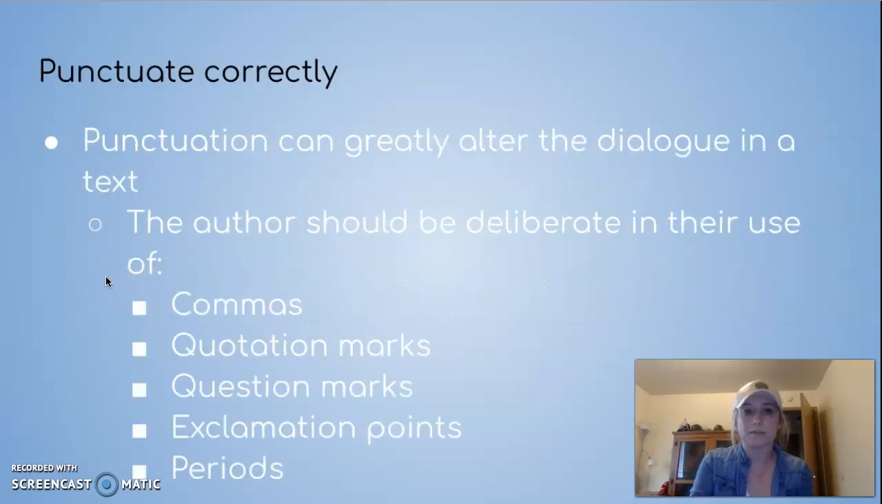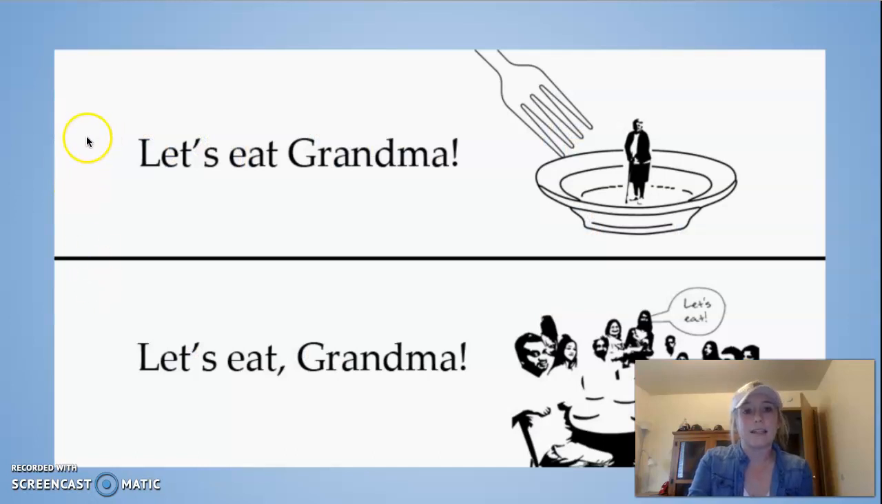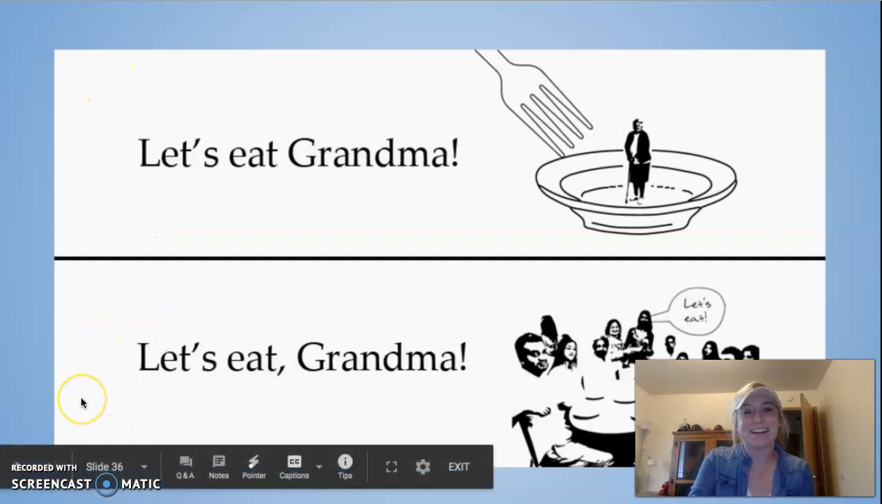And the last point Tompkins makes is to punctuate correctly. Punctuation can greatly alter the dialogue in a text. The author's use of commas, quotation marks, question marks, exclamation points, and periods can completely change what they mean to say in their dialogue. For example, "let's eat grandma" versus "let's eat, grandma." The first one would put your piece of writing into a horror category versus a nice family dinner category.